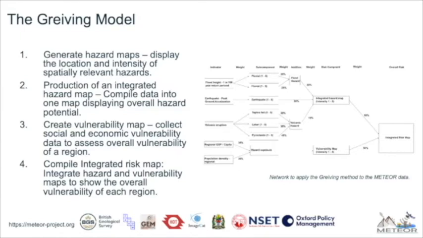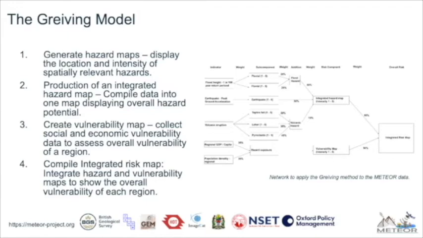It is possible, however, that some hazards are considered more important than others. In this case, it is possible to weight the hazard contributions to the final aggregation. Grieving suggests using the Delphi method of expert elicitation to define these weights. In this Meteor example, the hazard potential is assigned, weighted, and aggregated at the pixel scale.